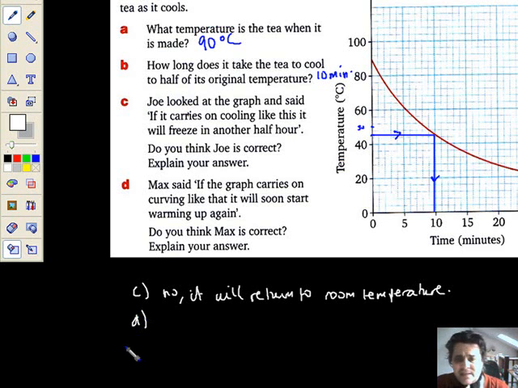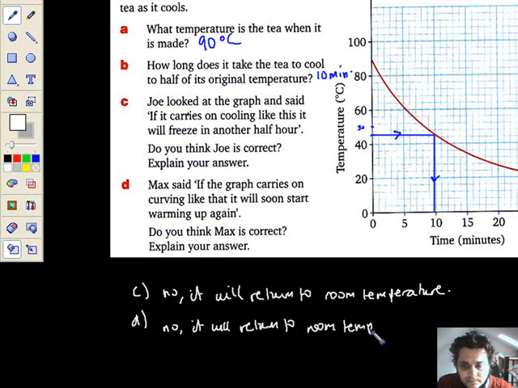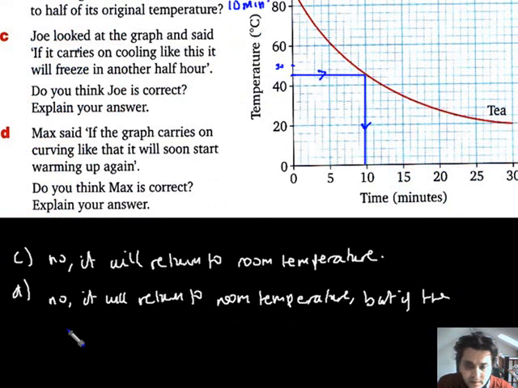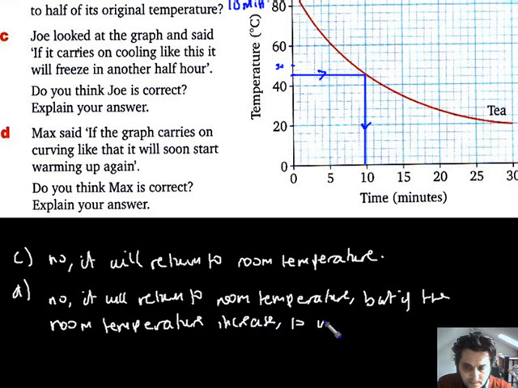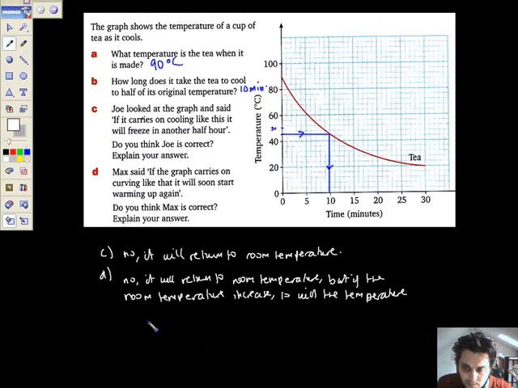D. What about Max? Max says if the curve carries on curving like that, it will soon start warming up again. Do you think Max is correct? No. It will return to room temperature, but if the room temperature increases, so will the temperature of the tea. Alright, so there we go, that's Max covered. Next question.